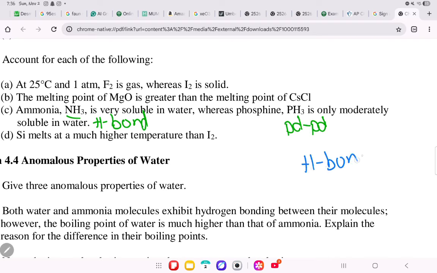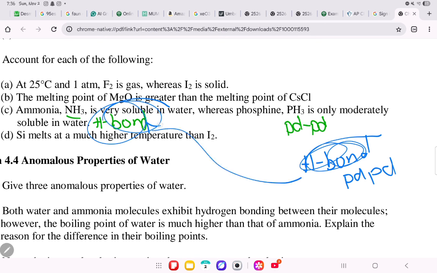However, the hydrogen bond is the strongest, so it will definitely make the molecule that has a hydrogen bond dissolve, or become more soluble than the one that does not have a hydrogen bond. So very simply, because this has a hydrogen bond and this has a hydrogen bond, it will be very soluble in water, whereas that one is not that soluble in water.